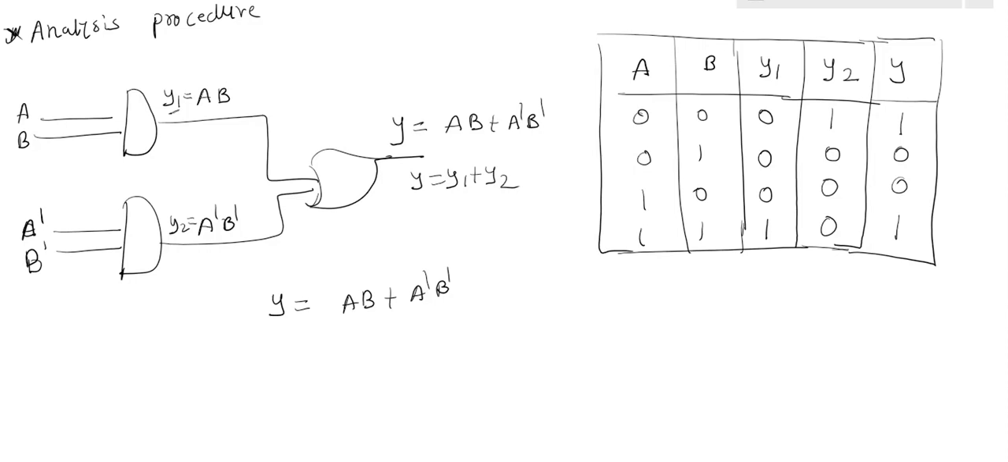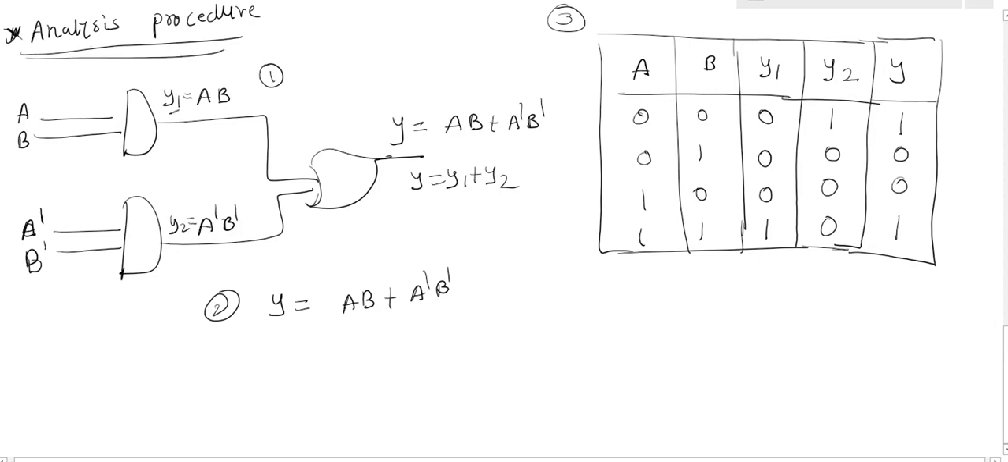Now when the question is asked, obtain the Boolean functions for the outputs of the given circuit, what you have to do? First, label the gates of the given circuit, identify the Boolean function, and try to simplify the Boolean function. Once the Boolean function is simplified, then draw the truth table and identify the outputs of the given function. This is the second step. Clear? I hope you have all cleared the analysis procedure of the combinational logic designs.